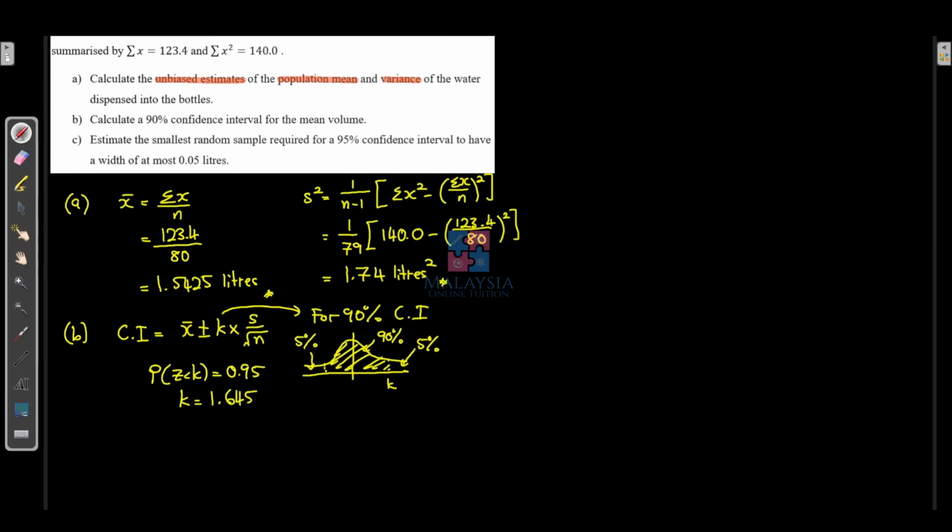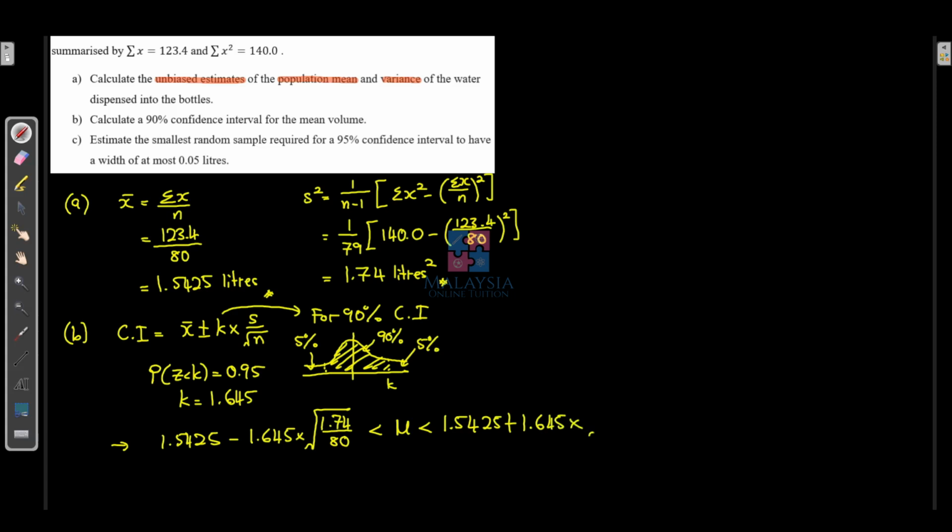Now what we are going to do is use the formula, X bar plus minus K times S over square root N. For the lower value, it is going to be X bar, which is 1.5425, minus K, we already have 1.645, times the square root of 1.74 divided by 80. We have the unbiased estimate of the population variance, but we want the standard deviation, so we have to square root both the S squared and the N together under 1 square root. This gives the lower limit of the population mean. And then we repeat the same thing, however this time we plus.